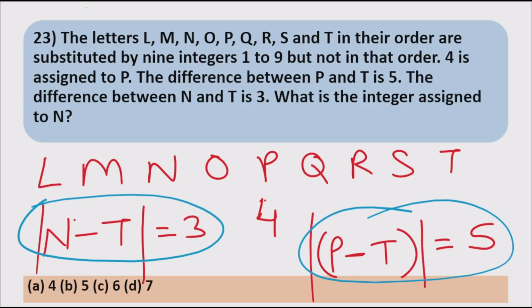What is the integer assigned to N? Now see, difference between P and T is 5 and P is 4. There can only be one T, which is 9, because if P is greater, the T should be minus 1, which is not possible because only integers 1 to 9 are assigned. Hence we have T as 9. Here T is 9. This gives me 9 minus N equals 3. That gives me N equals 6.